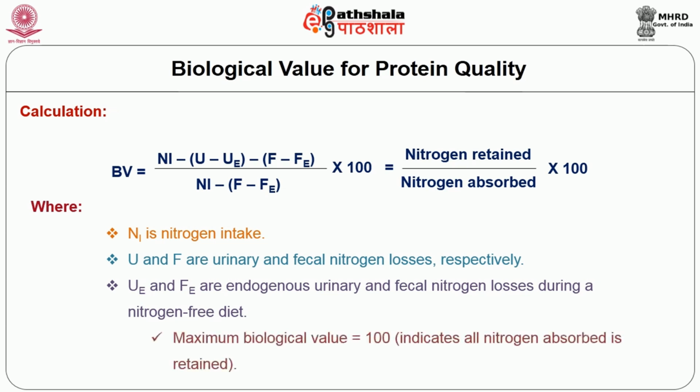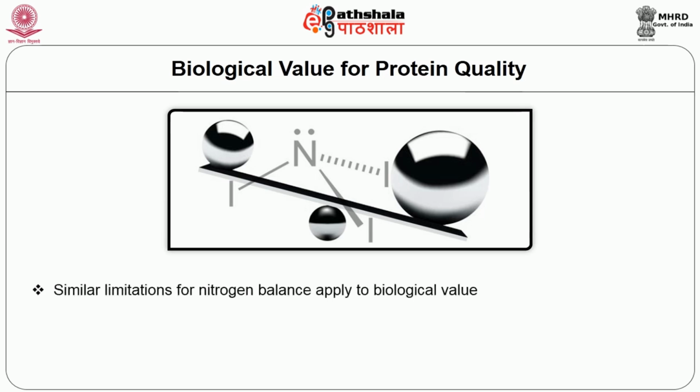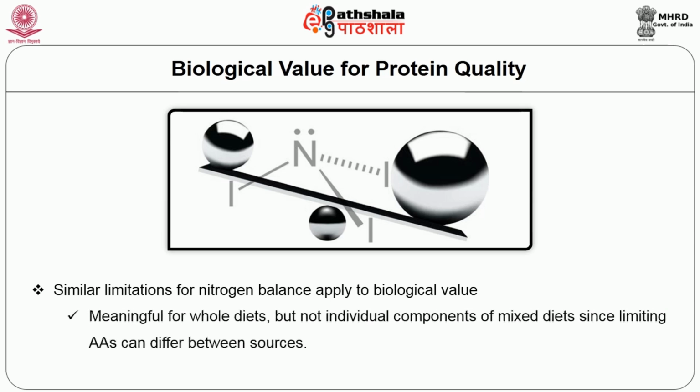A maximum biological value equal to 100 indicates all nitrogen is absorbed and retained. For example, if you take as a standard BV equal to 100, it means a particular protein which is absorbed 100% and retained 100%. So, similar limitations for nitrogen balance apply to biological value. It is meaningful for whole diets, but not for individual components of mixed diets, since limiting amino acids can differ between sources.